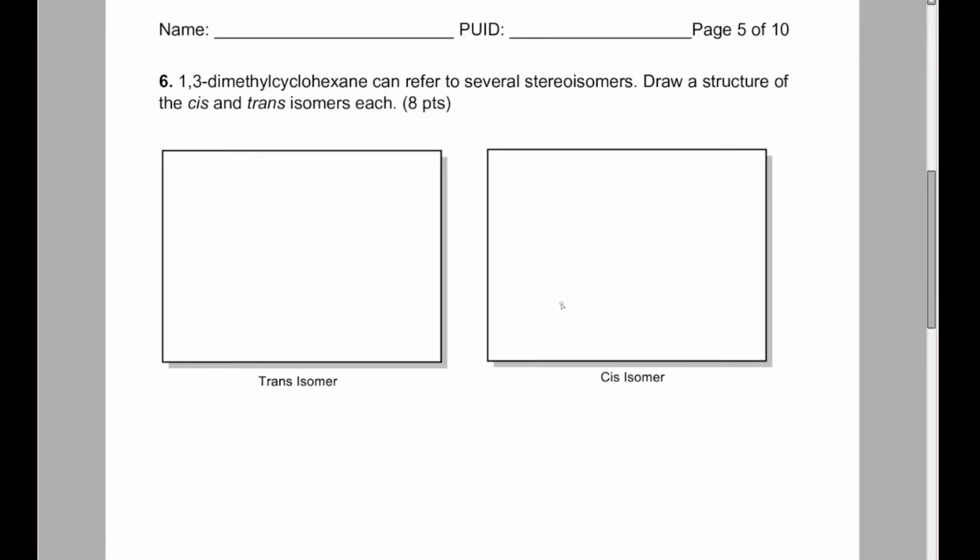6. 1,3-dimethylcyclohexane can refer to several stereoisomers. Draw a structure of the cis and trans isomers each.